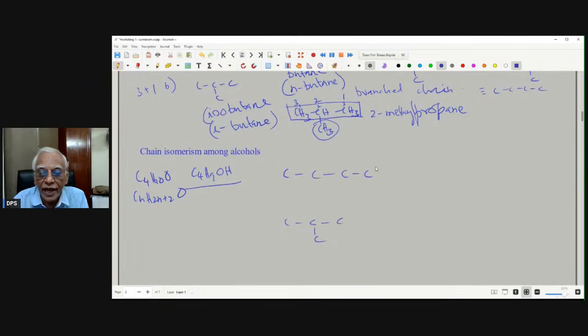I can have the OH group here. So I'm able to get two alcohols here. One is going to be CH3, CH2, CH2, CH2, OH.